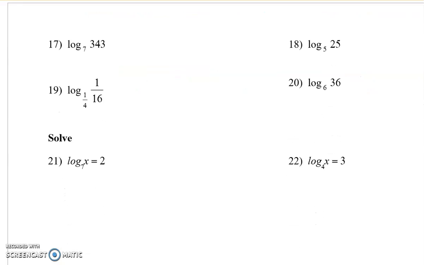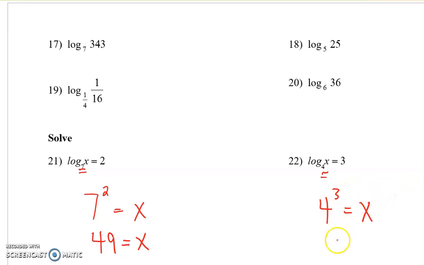I'm going to look down just at 21. Here, the base is 7. It's giving you 2, so 7 squared is x. 49 equals x. So it does not matter where I put the variable in a logarithm. It's always going to be base to the power equals the number. Base to the power equals the number. Okay, and 4 times 4 to the 3rd is 64.